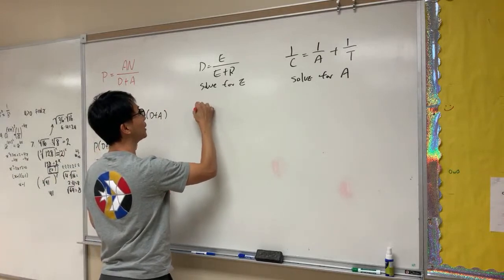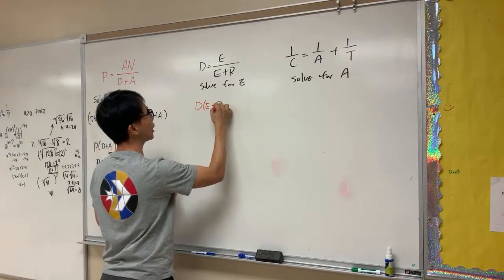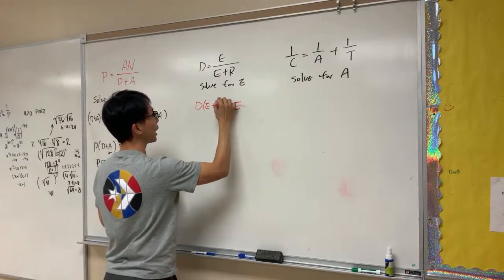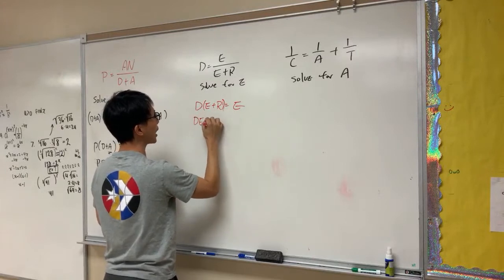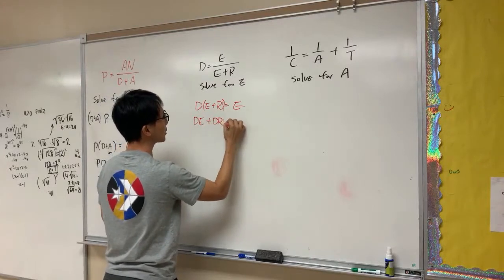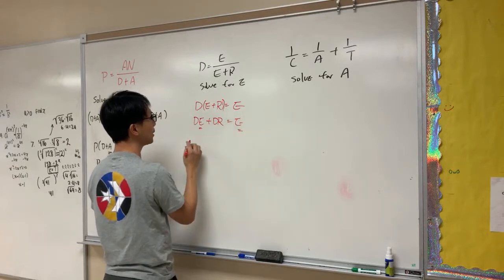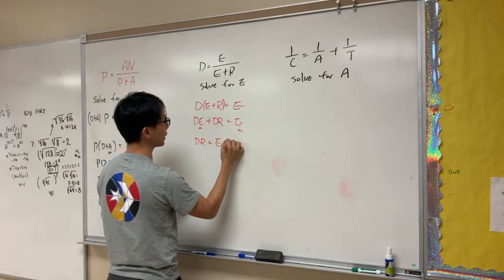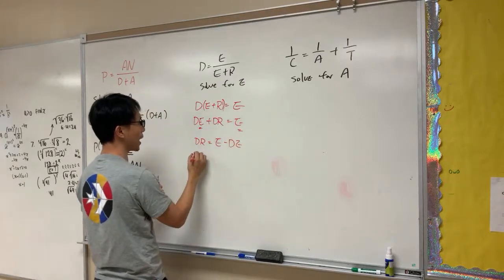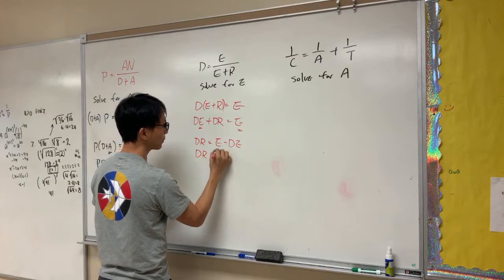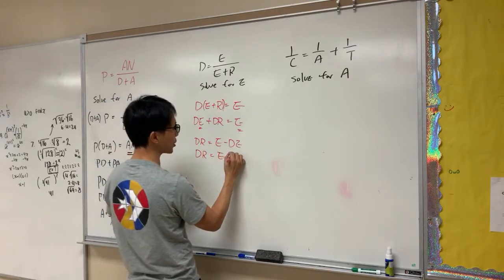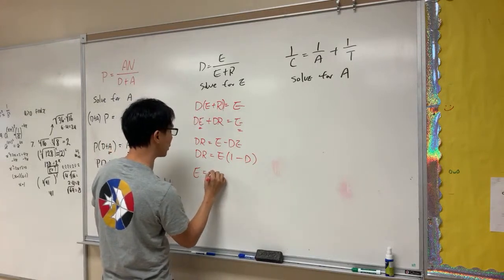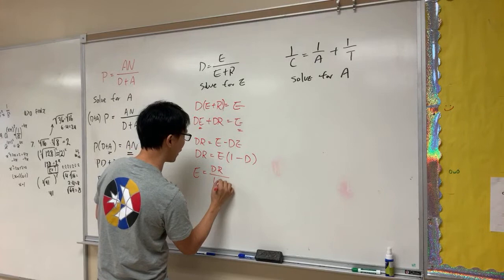So it'll be D times E plus R is equal to E, right? And then I'm gonna distribute that D inside: DE plus DR is equal to E, because there's an E on both sides. Then DR is equal to E minus DE, because I want to organize it on one side. I'm going to factor out the E, and that's still 1 minus D. And then E is equal to DR over 1 minus D.